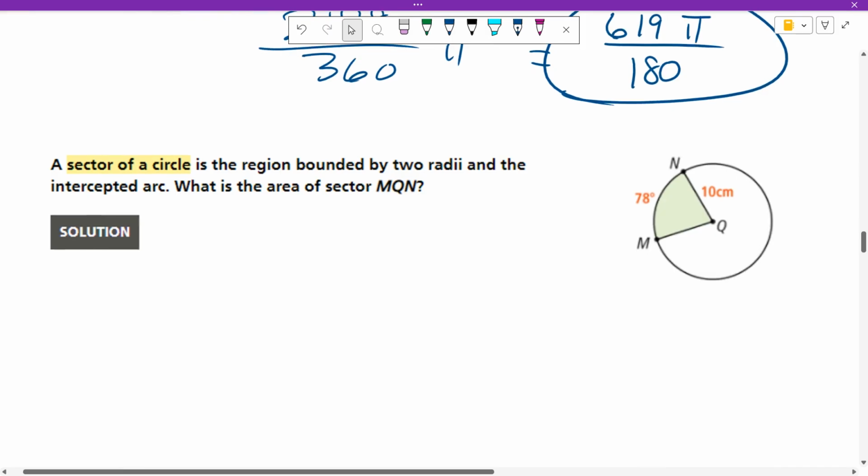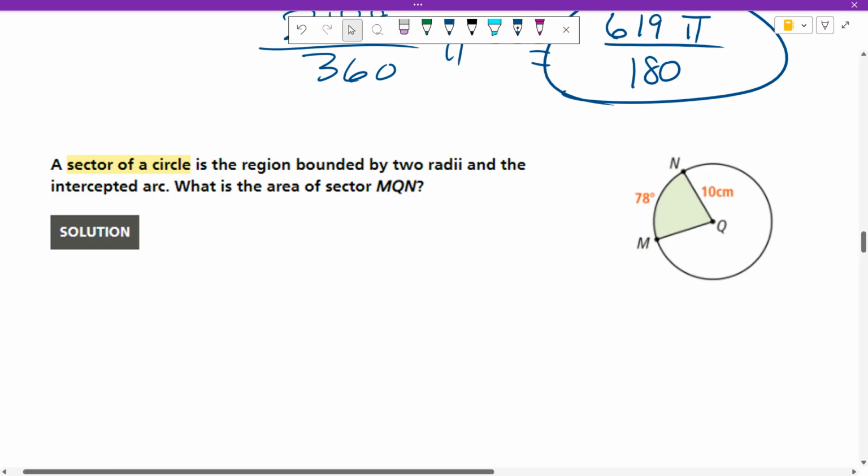Okay, now the sector of the circle. The sector of the circle is the amount of area enclosed by a circle. Okay, it's that amount of area.